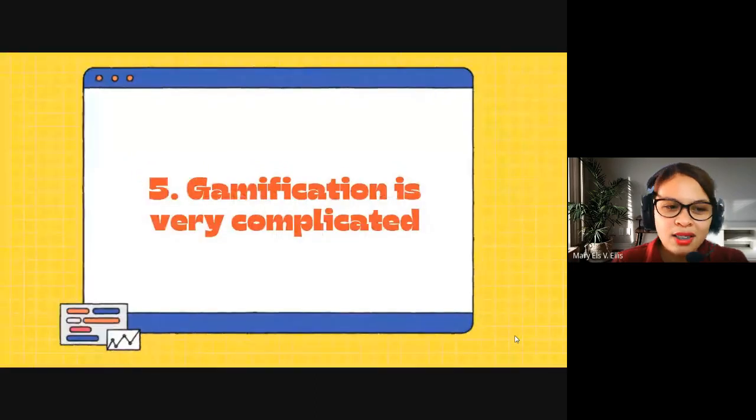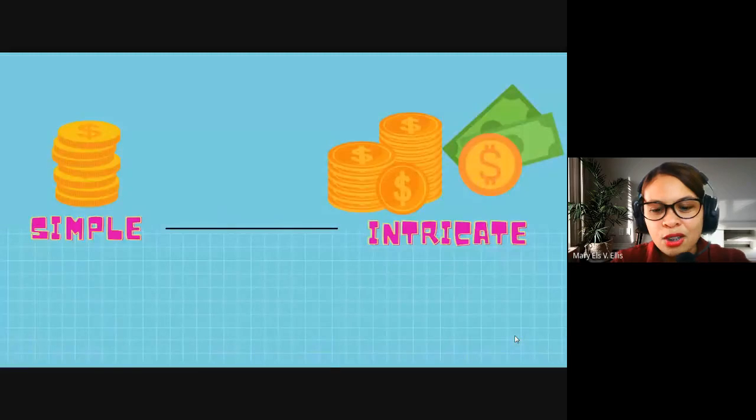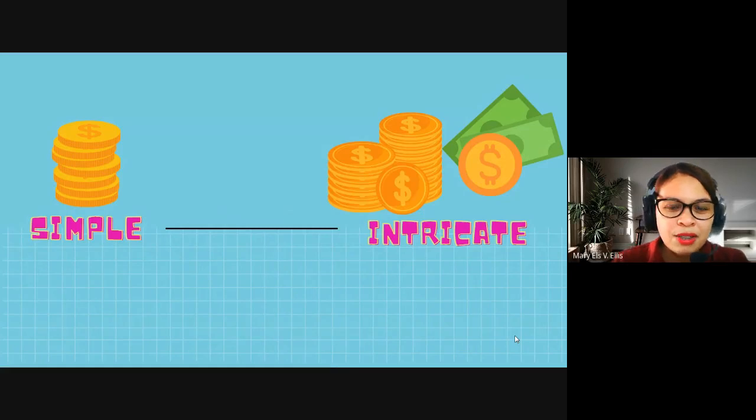Okay, so next is gamification is very complicated. It's actually not that complicated. We just want to use simple game mechanics instead of using intricate or very complicated ones. What we're talking about more is simple gamification. They don't require big investment. They're just easy to accomplish with the tools you already know how to use. So we don't have to complicate ourselves.